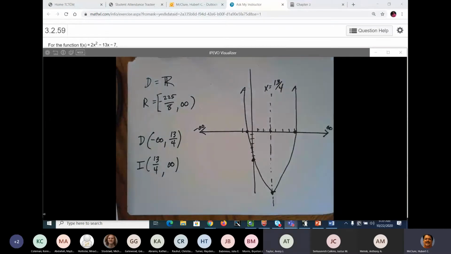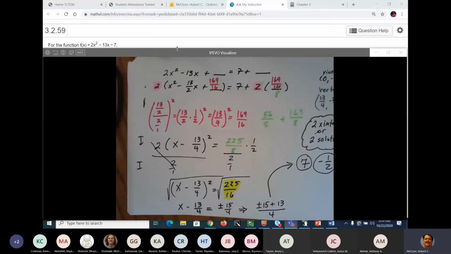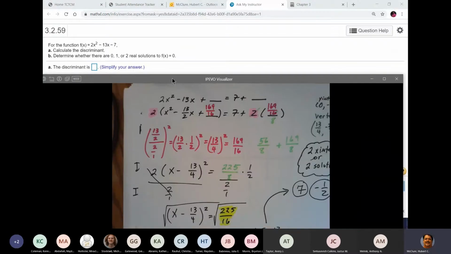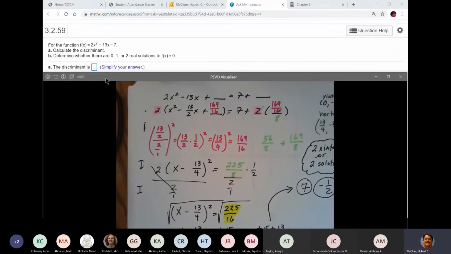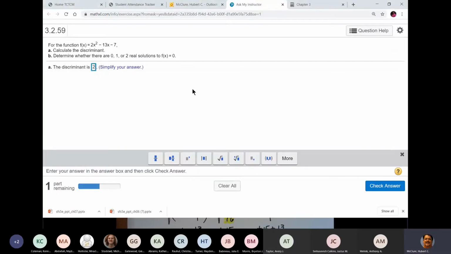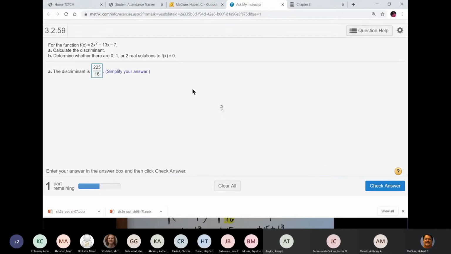Now, I don't think there's anything else they can ask you. If you can do all of that, then you can handle 3.1 and 3.2. Let's see what they asked for. The discriminant is 225 over 16. I don't know if they want it simplified. Okay, they want it simplified. I know 2, let's see. I don't know, will anything go into? No, it's a decimal, so I don't know.